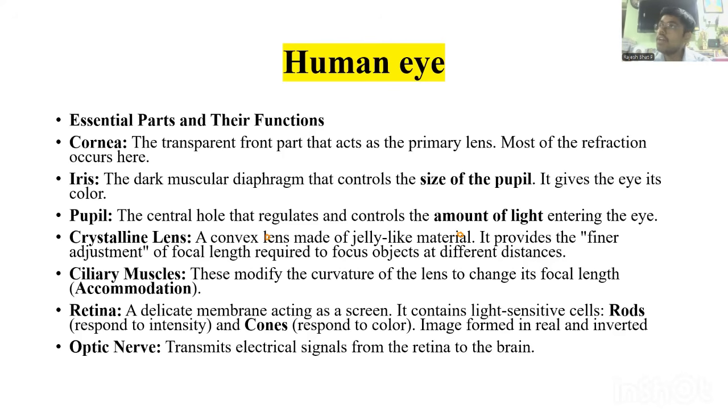Sir, then whatever we are seeing, why are we seeing it straight? You're telling real and inverted. Yes, it is inverted only. It falls on our retina inverted. But our brain sets it positive, it makes it erect. Optic nerves transmit signals to the brain. So these are the points regarding the human eye you should remember.